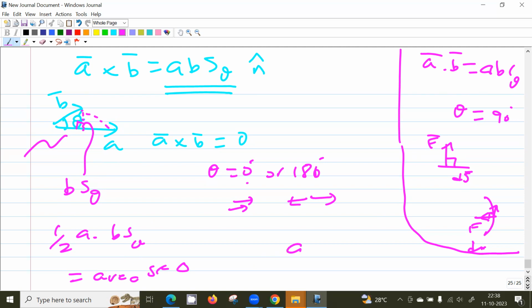From that I can say A cross B is the area of the parallelogram, because I can complete the parallelogram like this. This side should be parallel to A, and this one parallel to B. So this is the parallelogram. There are two triangles, one is this one and the second is this one. So two triangles give the area of the parallelogram, so A cross B is the area of the parallelogram.